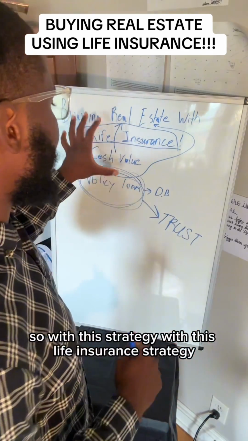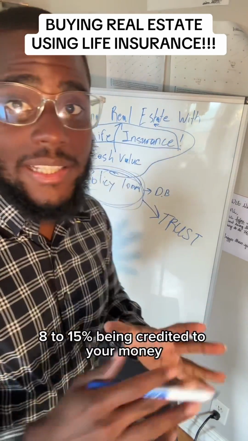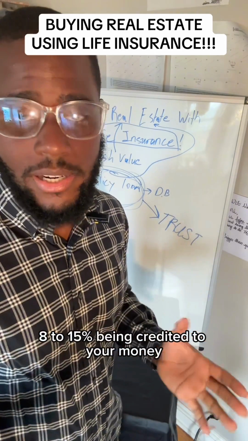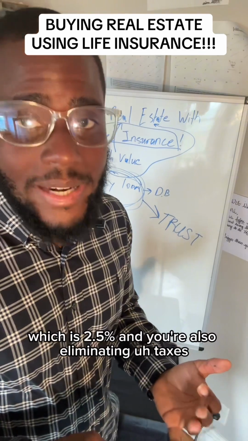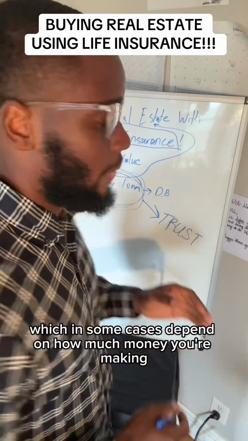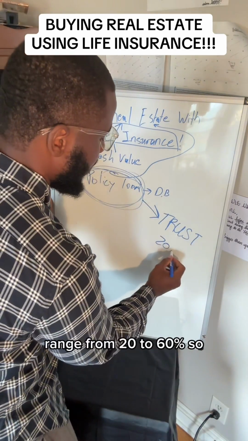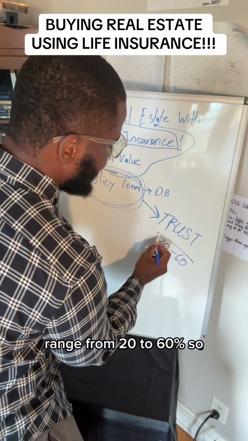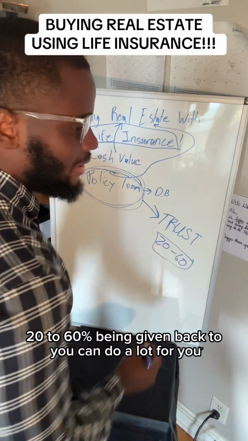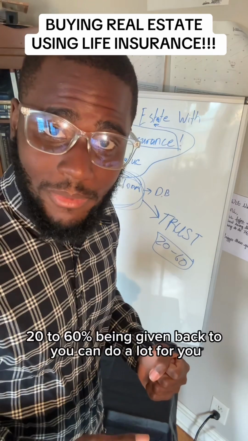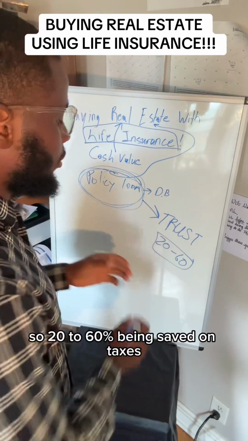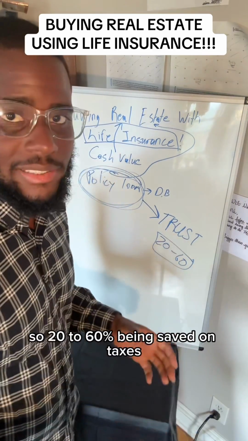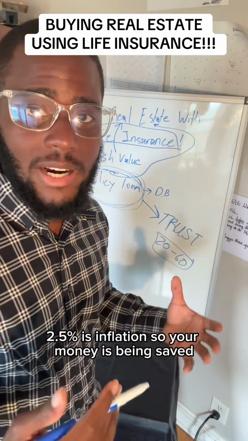With this life insurance strategy, with 8 to 15% being credited to your money, you are eliminating inflation, which is 2.5%, and you're also eliminating taxes, which in some cases, depending on how much money you're making, range from 20 to 60%. So 20 to 60% being given back to you can do a lot for you if you know how to plan properly.